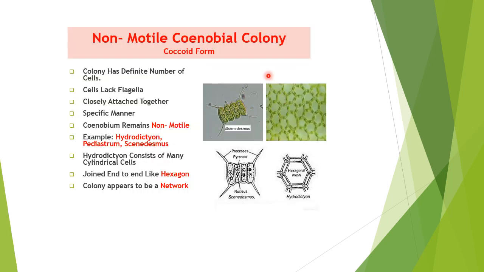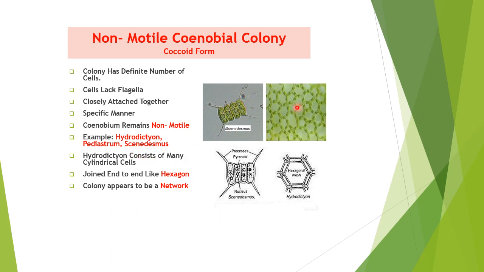Now there is the non-motile coenobial colony. Non-motile coenobial is also called the coccoid form. The colony has a definite number of cells, lacking flagella, closely attached together in a specific manner. The coenobium remains non-motile. You have an example here, a net-like structure, just like a fish net. It is Hydrodictyon. And there can also be Scenedesmus.